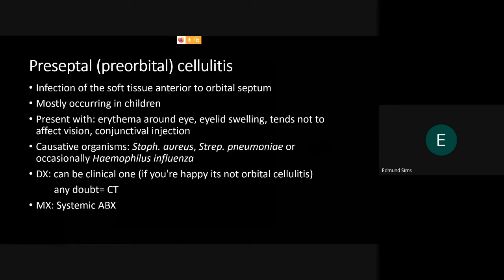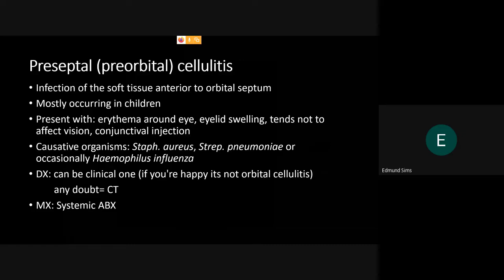As I said, it's infection of the soft tissues anterior to the orbital septum. It's mostly occurring in children. About 80% of cases are in the pediatric population. Other people who might get it are people who are immunosuppressed. And so they tend to present with erythema around the eye, eyelid swelling. It tends not to affect vision, but you might find that you get some blurry vision with it, and you get conjunctival injections.